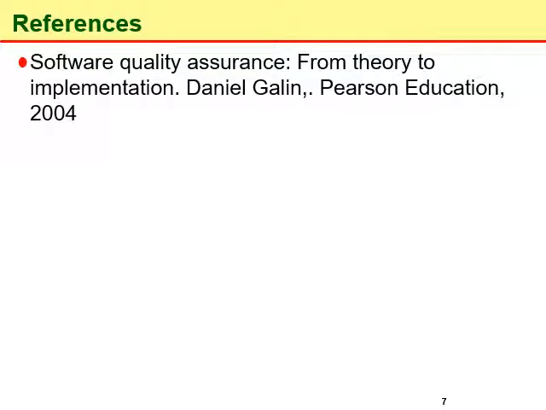In part 1 and part 2 of this lecture, we discussed life cycle models and quality assurance activities that are performed at different stages in those life cycle models. Whereas in part 3 of this lecture, we discussed how different project and team factors affect the intensity of quality assurance activities during the development process. The material in this lecture is based on our course book titled Software Quality Assurance: From Theory to Implementation by Daniel Galin. Thank you.